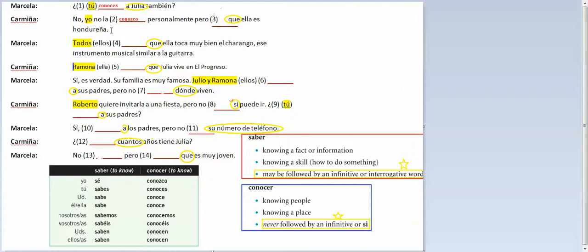Pero yo no la conozco personalmente, pero blank que ella es hondureña. What you're saying is that you know that she is Honduran. That's knowing information about her. So this time we want saber. And if it's saber and it's yo, it's going to be sé.